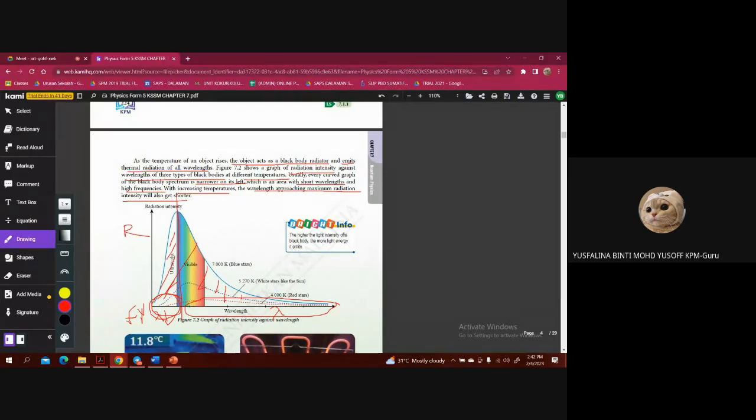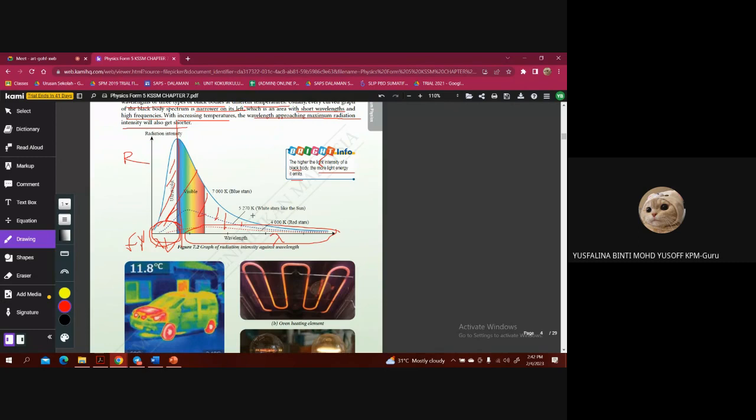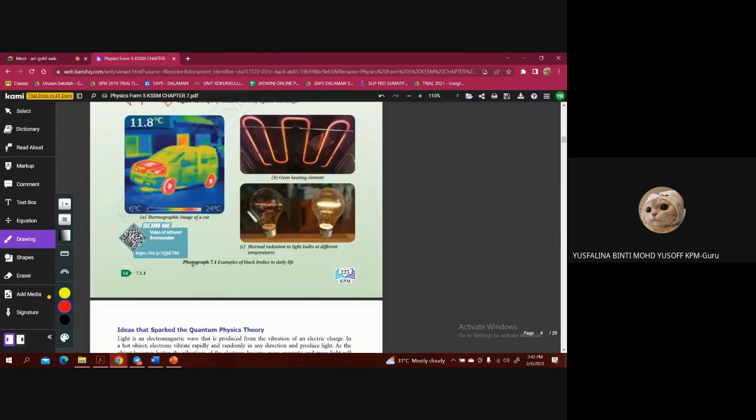The higher the light intensity of the black body, the more light energy it emits. Light intensity, or radiation intensity, means the brightness of the color. So the higher the light intensity of the black body, the more light energy is emitted, meaning the light will be brighter. This is the graph of radiation intensity against wavelength. So this is an example, a thermographic image of a car, or during the COVID time, usually they put this one at the mall.